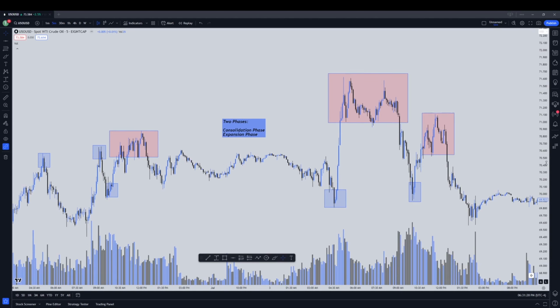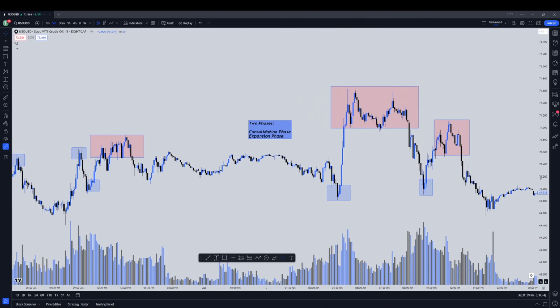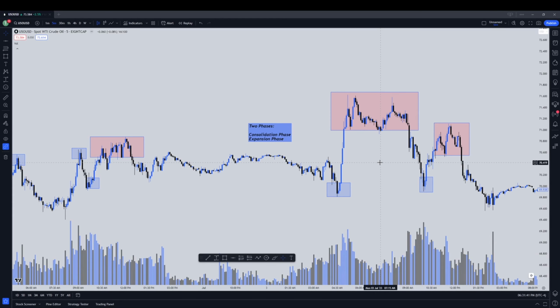So right here, as you guys can see, once we break out of consolidation, we always are going to have an expansion move no matter what. No matter what happens, when we have consolidation, we always have expansion. That is just guaranteed. That's how the market moves. So we want to take advantage of consolidation.